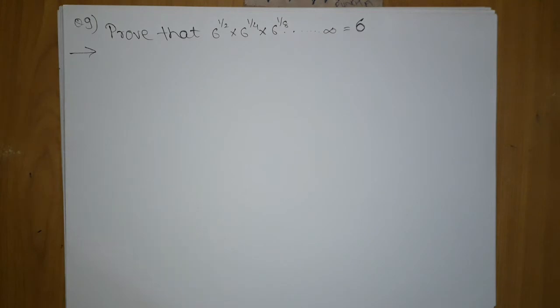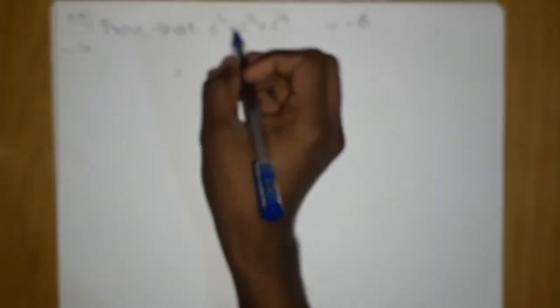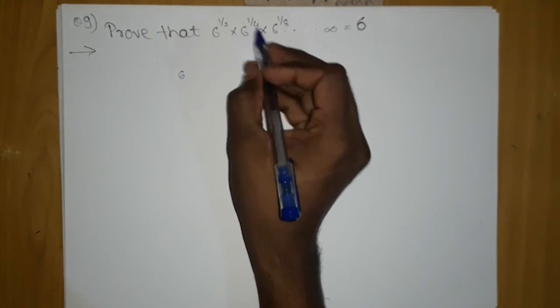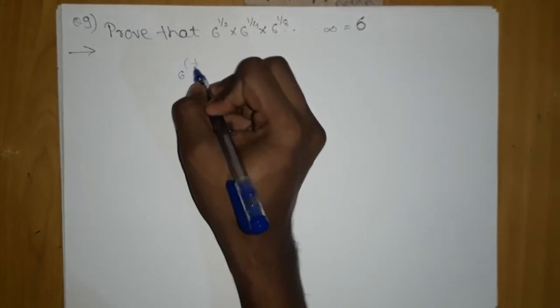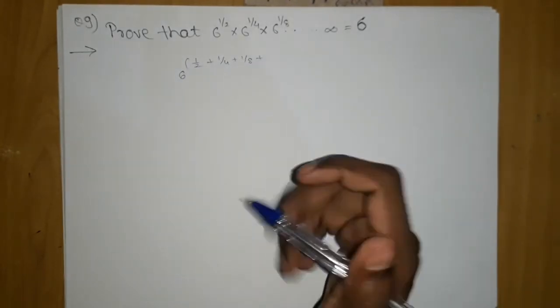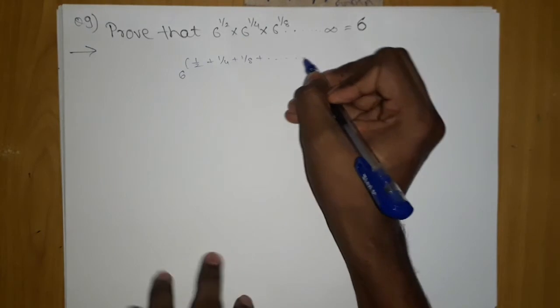Okay, it is equal to 6. Now this question is not that great. In power, when the same constant number is multiplied and the powers are different, then we can simply add the powers: 1 by 2, 1 by 4, 1 by 8, like that. Till what? One more thing: if it is going to infinity, then the power will also go to infinity. Please don't get confused about that.